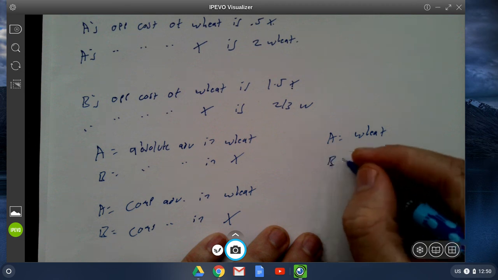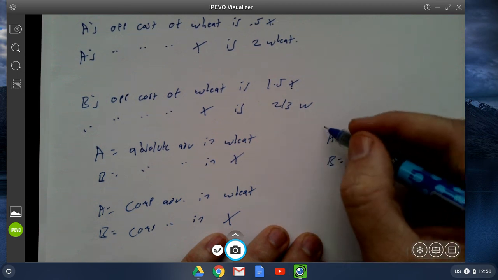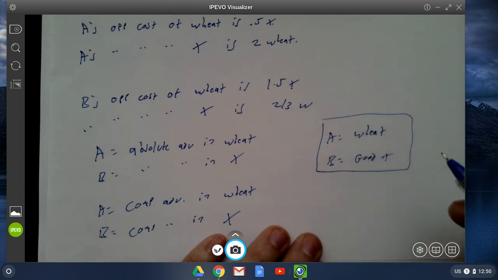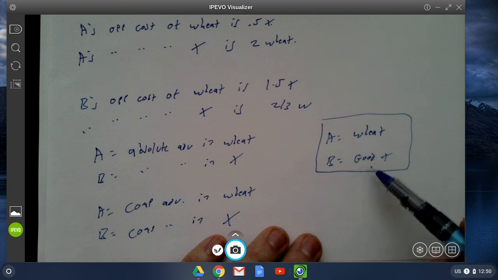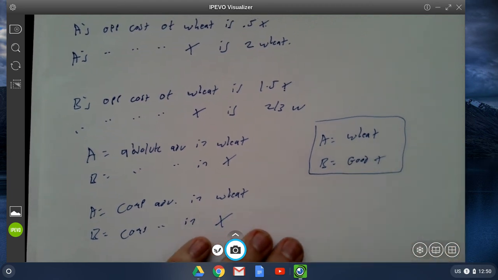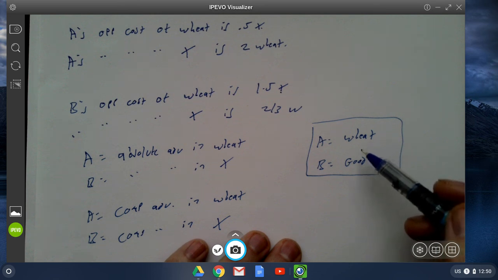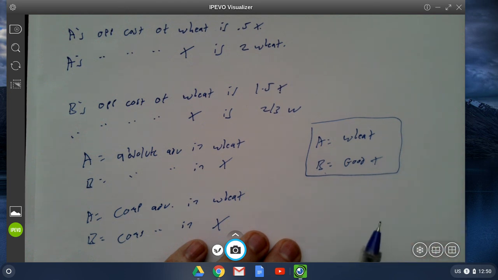Country B is going to make good X. That's the only thing they're going to do. Country A is going to focus all of its energy on wheat production. Country B is going to focus all of its energy on the production of good X. And then when they have the stockpile, country A would save the wheat that it needed, but then it would trade some of that wheat to get good X from country B.